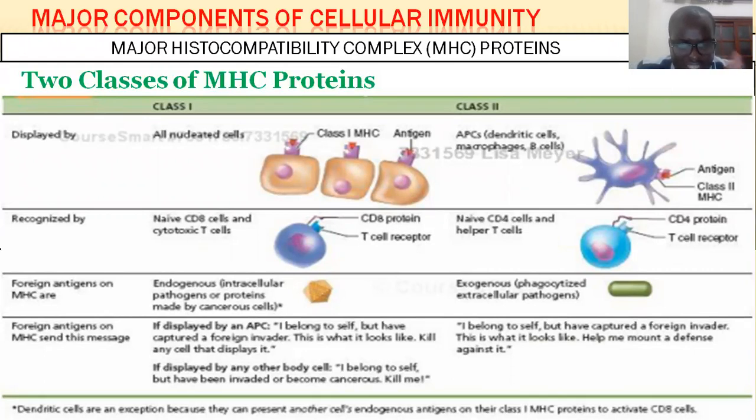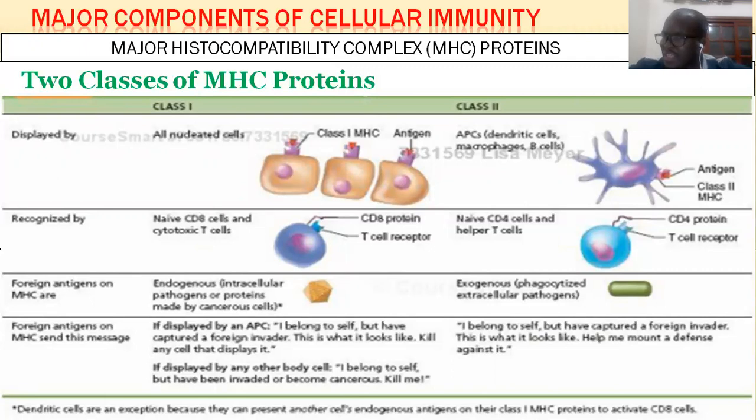The information being communicated is that I belong to self, but I have been invaded or become cancerous. Kill me. So this is the cell that is just surrendering its life for the benefit of other cells that are not infected. Because it knows that if its life is maintained, there will be proliferation of that pathogen that will now go and infect other cells.